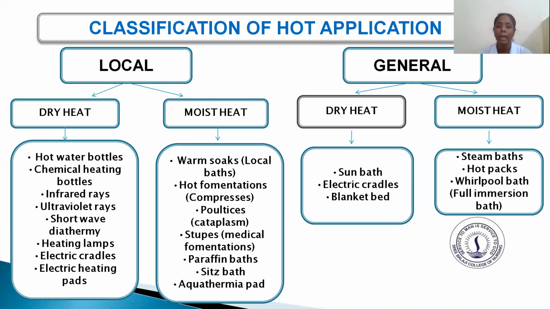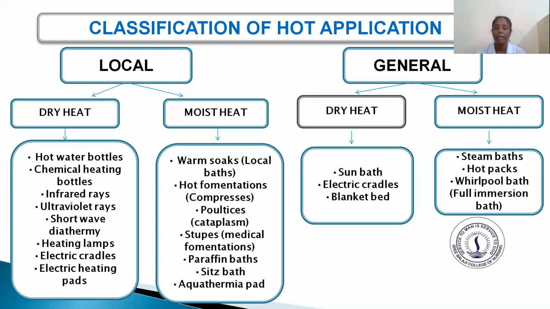Next thing is general heat, divided into two things, dry heat and moist heat. In the dry heat, there are sun bath, electrical cradles, and blanket bed. In this way, the hot fomentation is applied over the skin, so easily the wound is healed very quickly and the patient recovers from the disease.